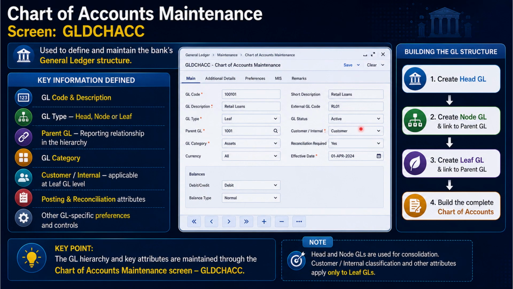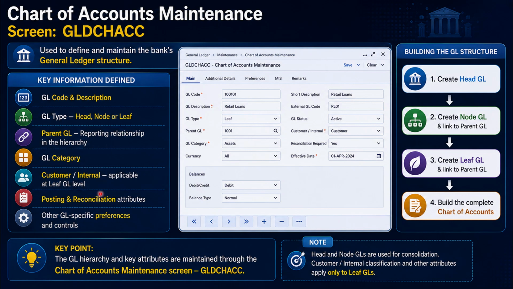Now that we understand the basic GL hierarchy, let's briefly introduce the screen used to maintain the chart of accounts in Oracle FLEXCUBE. The chart of accounts maintenance screen is accessed using the function ID GLDCHACC. This screen is used to define GLs and build their relationships within the general ledger structure. Depending on the GL level, you define information such as the GL code and description, whether the GL is a head, node, or leaf GL, its reporting relationship, and other applicable attributes.